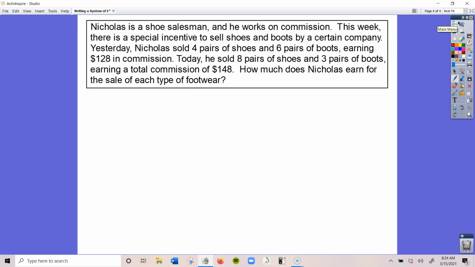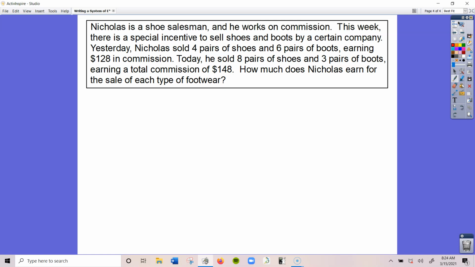We have here that Nicholas is a shoe salesman and he works on commission. This week, there is a special incentive to sell shoes and boots for a certain company. Yesterday, Nicholas sold 4 pairs of shoes and 6 pairs of boots, earning $128 in commission. Today, he sold 8 pairs of shoes and 3 pairs of boots, earning a total commission of $148. How much does Nicholas earn for the sale of each type of footwear?